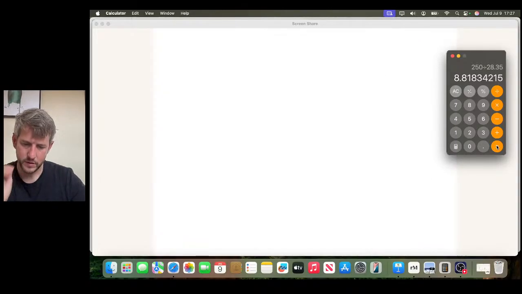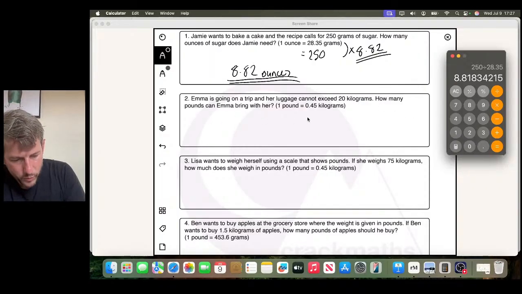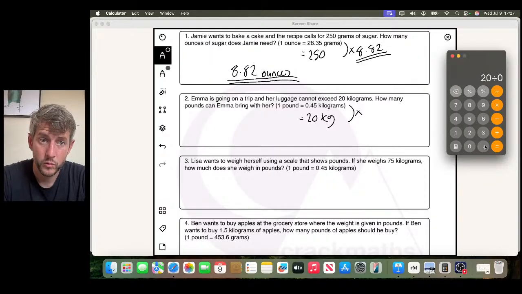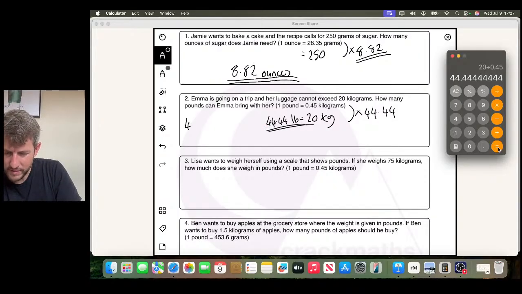Okay. Emma is going on a trip and her luggage cannot exceed 20 kilograms. How many pounds can Emma bring with her? So here we go. We need this to be 20 kg. So what are we timesing that by? So we do 20 divided by 0.45. 44.44. There we go. So that'd be 44.44. Pounds is lb. But I'll write that here as well.